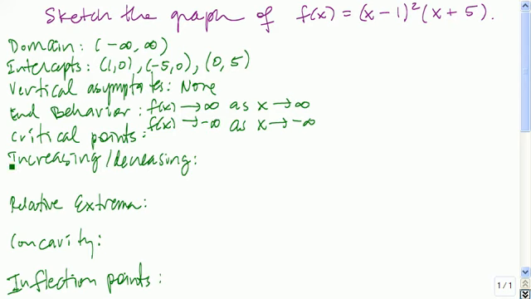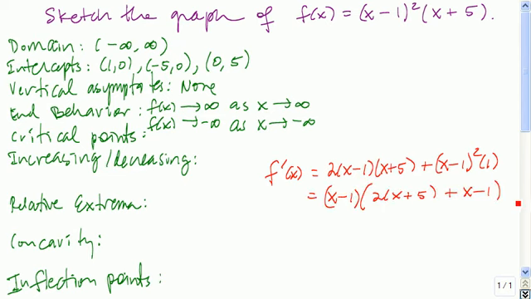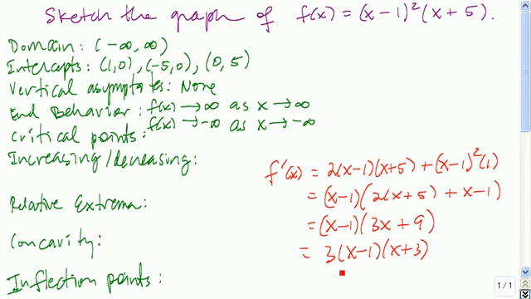Okay, next we need to find the critical points. And to do that, we need to differentiate this function here. So we're going to do that using the product rule. Okay, if we apply the product rule, we get this. And we can now factor out an x minus 1. And we get this. And so now we just clean up the inside. So we get f prime of x is 3 times the quantity x minus 1 times the quantity x plus 3.